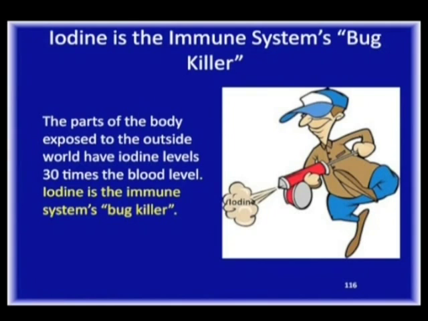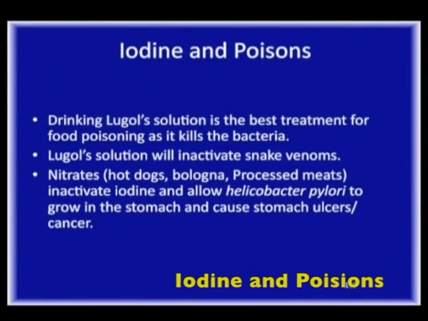The parts of the body exposed to the outside world have iodine levels 30 times the blood level. Thus, iodine is the immune system's bug killer. Drinking Lugol solution is the best treatment for food poisoning as it kills the bacteria. Lugol solution will inactivate snake venoms. Nitrates, such as found in hot dogs, bologna, and processed meats, inactivate iodine and allow Helicobacter pylori to grow in the stomach and cause stomach ulcers and cancer. This is most likely the reason that the Japanese have stomach cancer but not others.